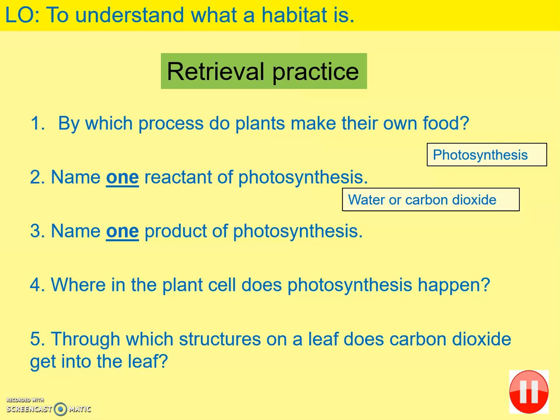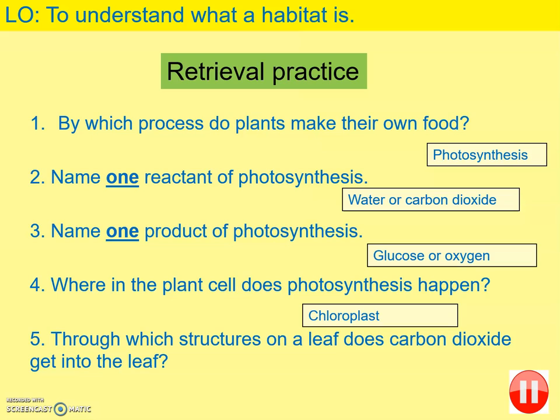Third question: name one product of photosynthesis. So the products of photosynthesis are glucose and oxygen. Where in the plant cell does photosynthesis happen? That's the fourth question. So photosynthesis happens in the chloroplast of a plant cell. The last question: through which feature on a leaf does carbon dioxide get into the leaf? So carbon dioxide gets into the leaf through the stomata. Okay, assess yourself. What did you score out of five? Well done. Amazing.